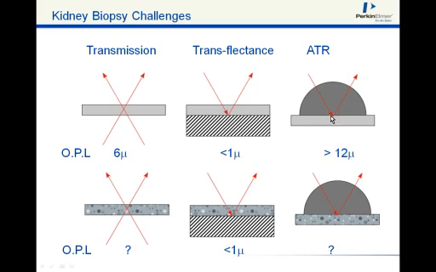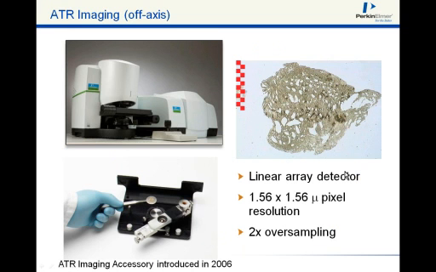By ATR internal reflectance, we only see a micron into the sample. So whatever is touching the face of that crystal, and only a micron or 2 in, we get an image of. So the spatial resolution is improved dramatically.